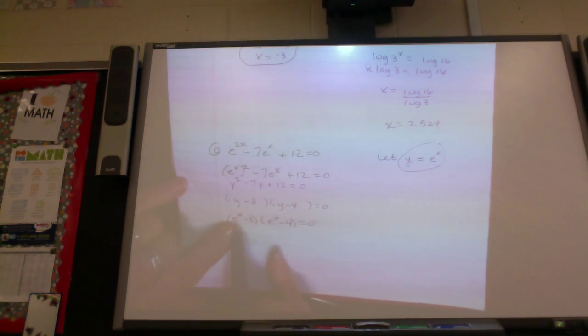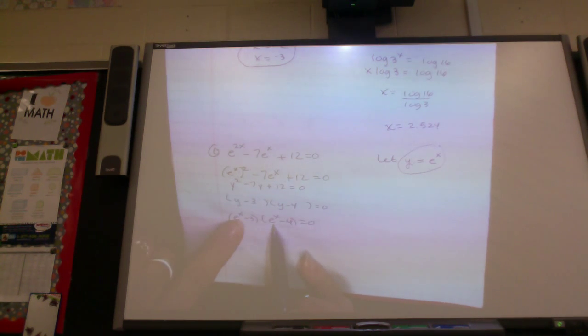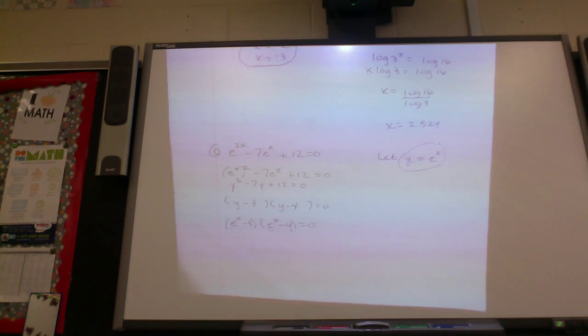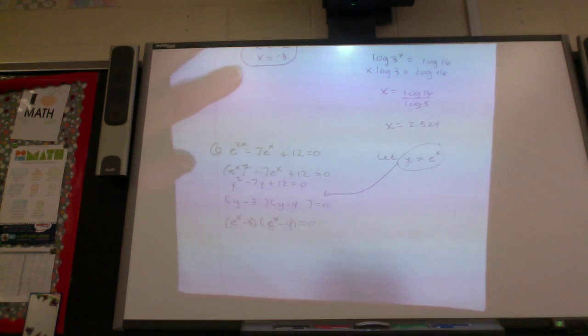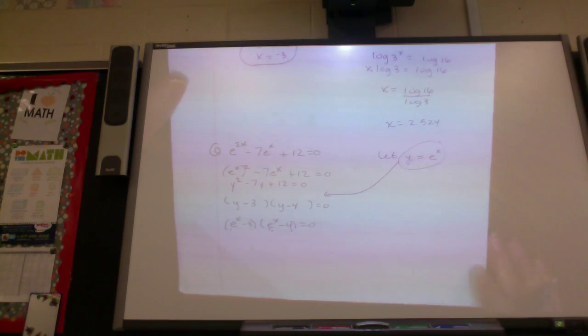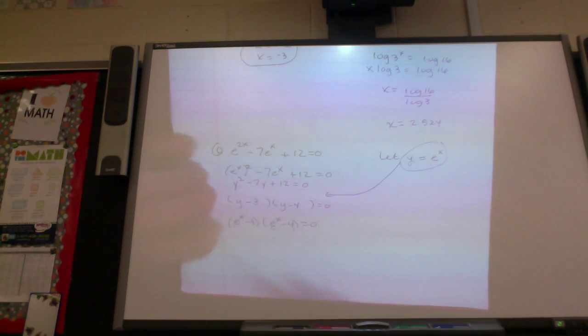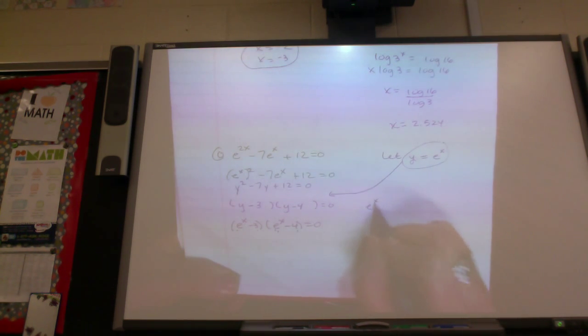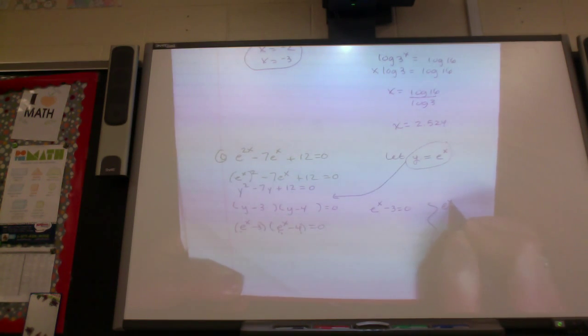Does that multiply out? What's e to the x times e to the x? e to the x squared. The quantity e to the x squared. And then negative 3 times negative 4 gives us our 12. There's negative 3 e to the x, negative 4 e to the x, which gives us that. So we kind of used what's called substitution. And now, what do we do? Set them each equal to 0.